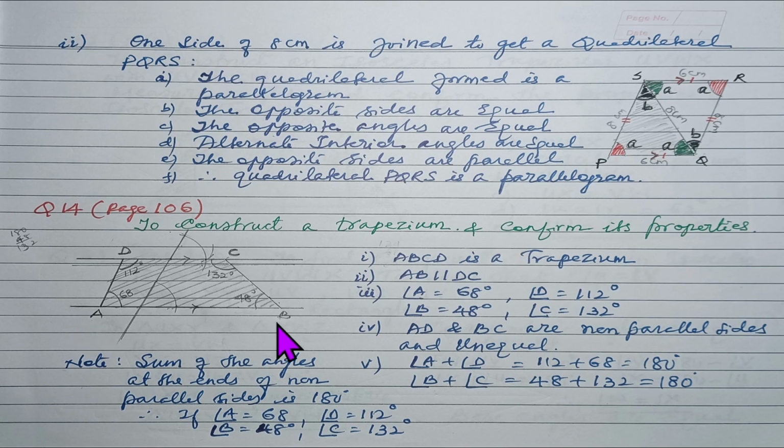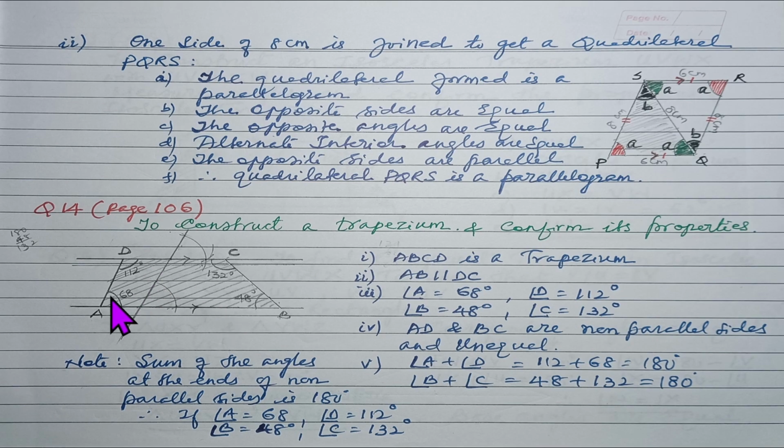Now question number 14, page 106, we have been asked to construct a trapezium and confirm its properties. So let us draw a line AB and draw another line DC which is parallel to AB. So we have two lines AB and DC parallel to each other. AD is joined and BC is joined, and therefore we get ABCD as a trapezium. We got a trapezium ABCD because the pair of opposite sides are parallel here.